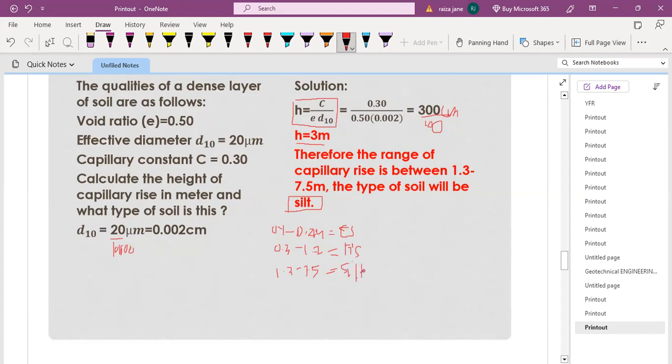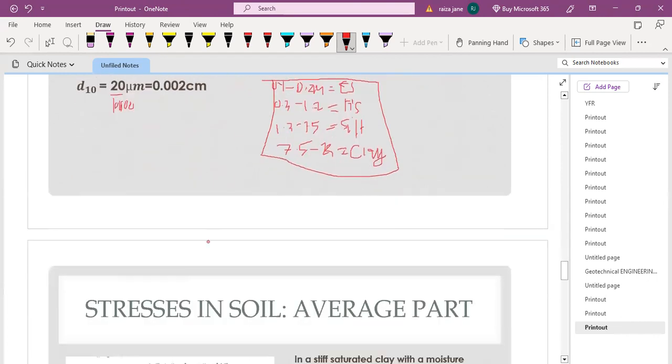And then, from 7.5 to 23 it is clay already. That's it. Those will be my notes here. Our notes. Next.